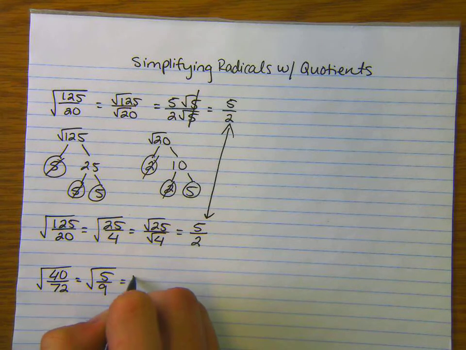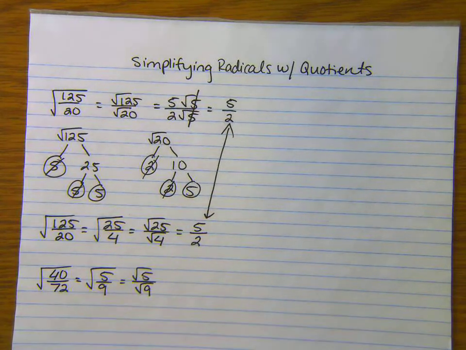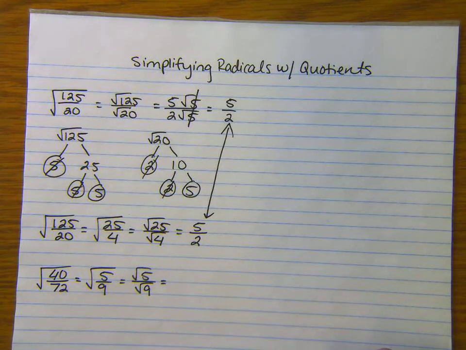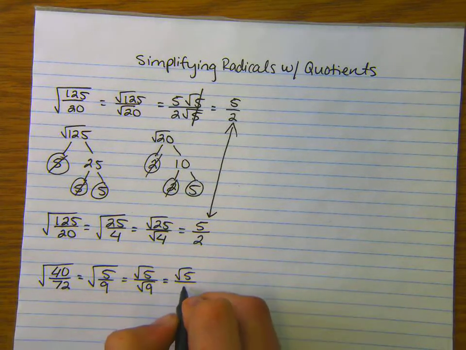And we know that next we can split up the radical, square root of 5 over square root of 9. Square root of 5 can't simplify. 5 we can't divide any numbers out, so we're just left with the square root of 5 on top, but the square root of 9 is 3.